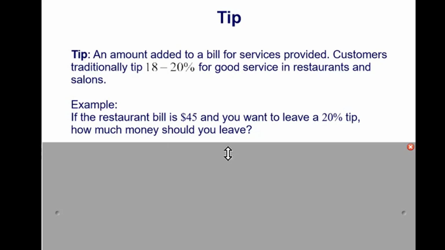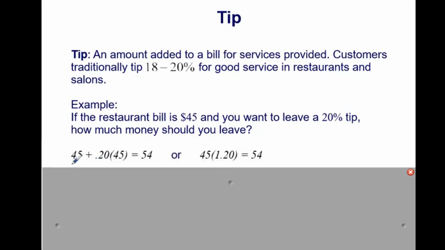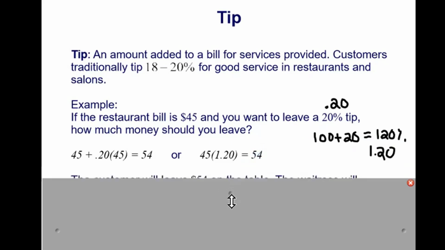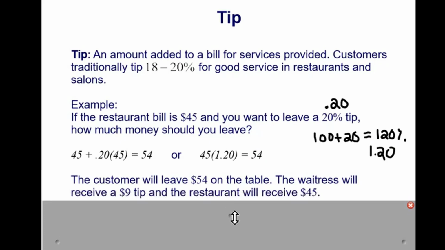So here's one example. You have your $45. You're adding 20% of $45, and again, 20% as a decimal is 0.20. If you solve, that would equal 54. Or you have 100% plus 20%, which means you're going to be paying 120%, which as a decimal is 1.20. So you can multiply the original amount by 1.20 and get the same answer of 54. So the customer will leave $54 on the table.